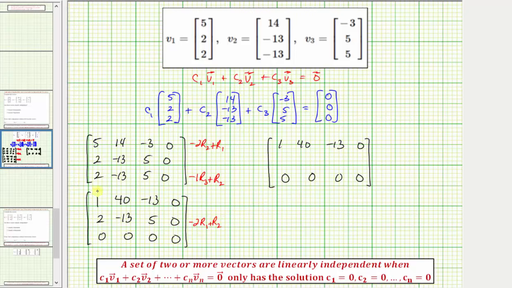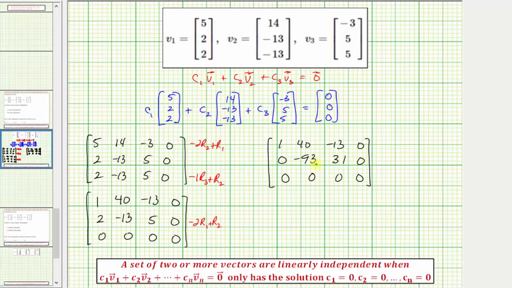And now for row 2, we have negative 2 times 1 plus 2, that's 0. Negative 2 times 40 is negative 80, plus negative 13, that's negative 93. Negative 2 times 13 is 26, plus 5 is 31, and we have 0.